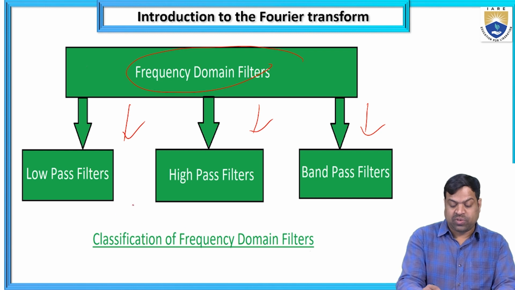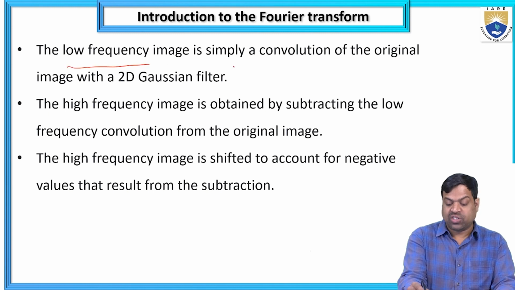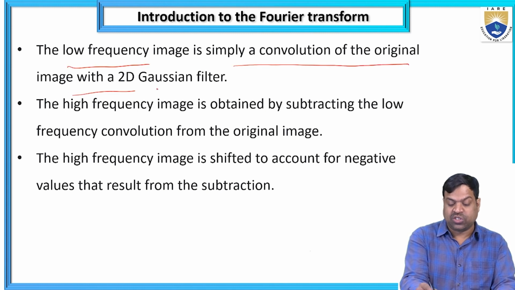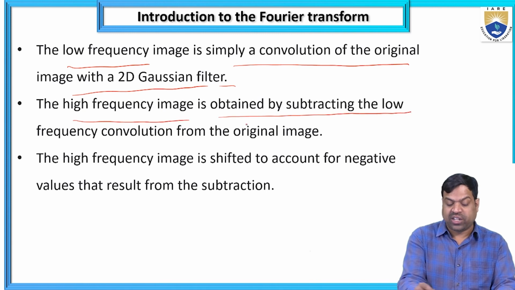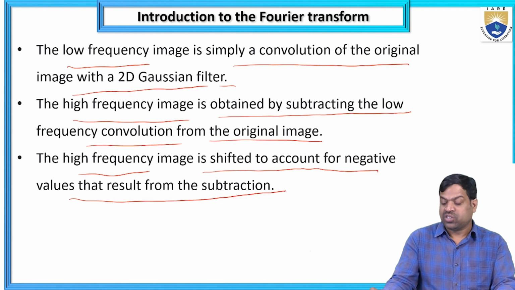Okay, so low pass filter and high pass filter. So what is the low pass filter? Low frequency images are the convolution of the original image with a 2D Gaussian. High frequency images are obtained by subtracting the low frequency convolution from the original image, and the high frequency images are shifted to account for negative values that result from the subtraction.